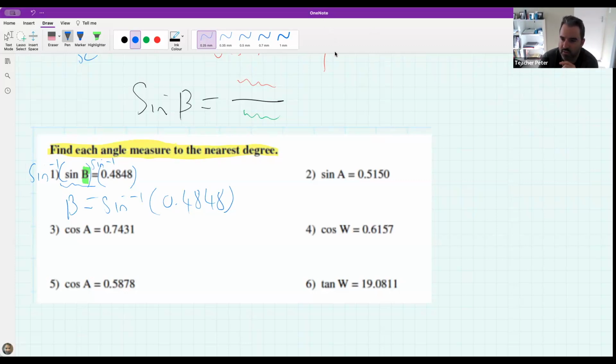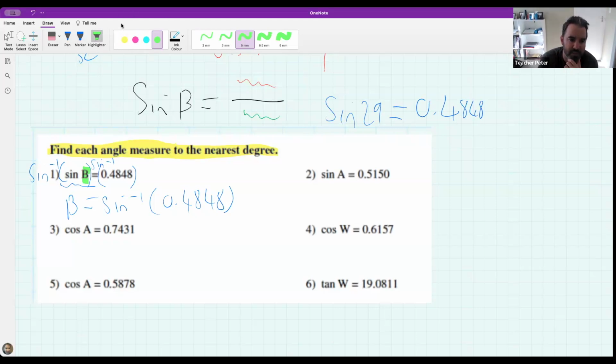Where are my answers? Okay, Numfundo and Naledi, we have 28.99. Okay, round it off. Yes, perfect. So we've got 29 degrees. So if you basically put in your calculator the sine of 29, you're going to get very, very close to 0.4848. Fantastic.